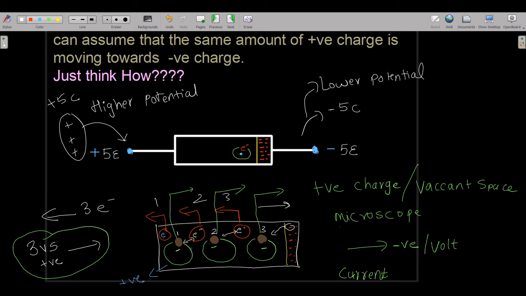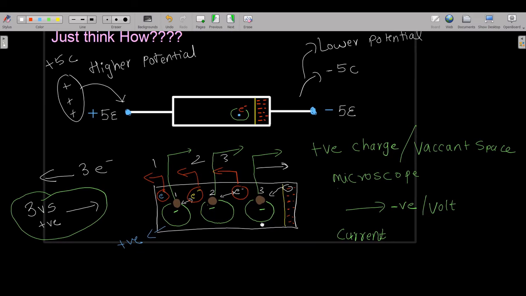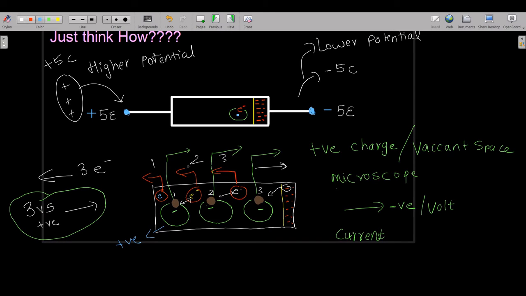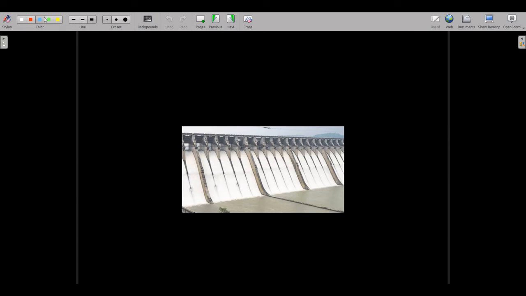And our current, as you saw over here, this was our current. That means this particular atom, or this particular vacant space, was moving in this direction. That means it was moving from higher potential to lower potential. Okay, higher potential to lower potential. So what we can say is that we can assume our current as water.